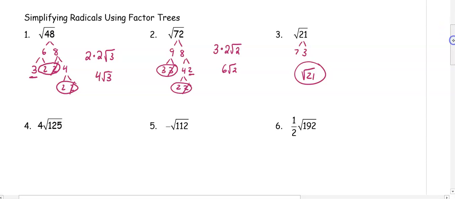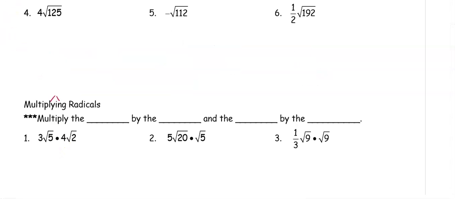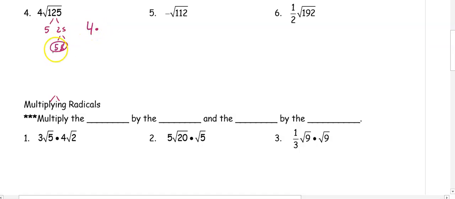Now, while simplifying the next ones, we have a number in front of our radical. So when we focus on the number inside the radical, this can break down to 5 and 25 can break down to 5 and 5. So there's already a number out front though, so that 4 has to multiply with our pair of 5s, and then there's a 5 left over in the radical. So 4 times 5 gets us 20 root 5.